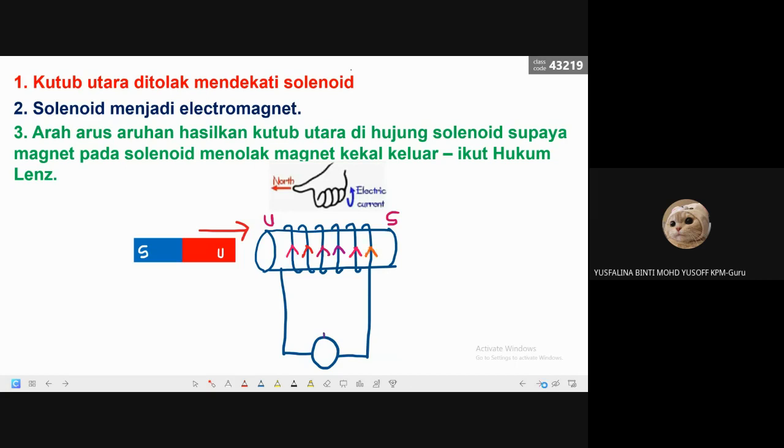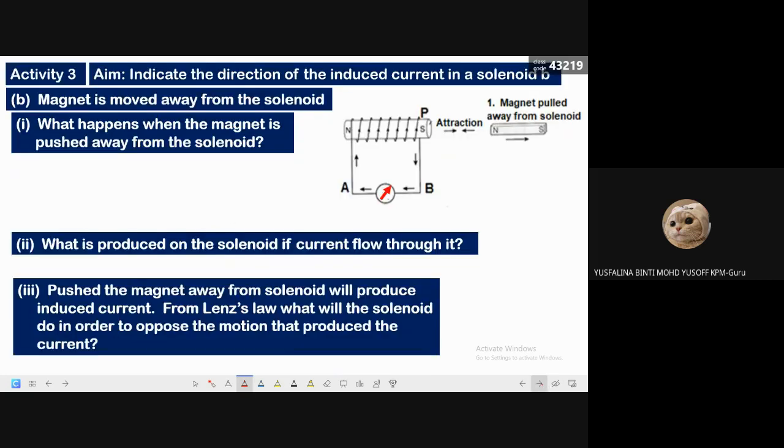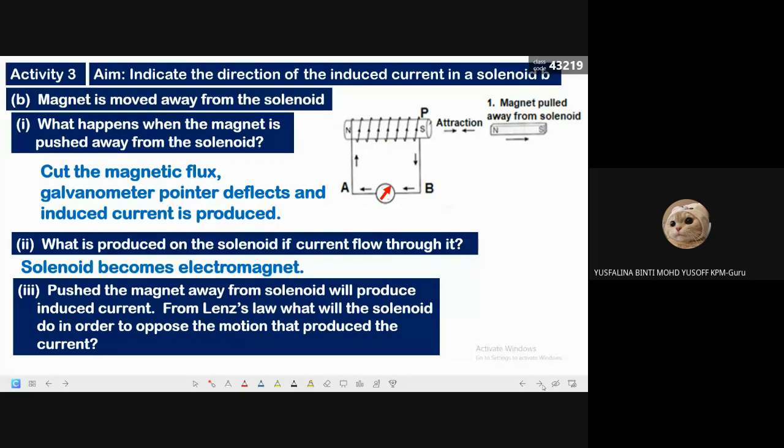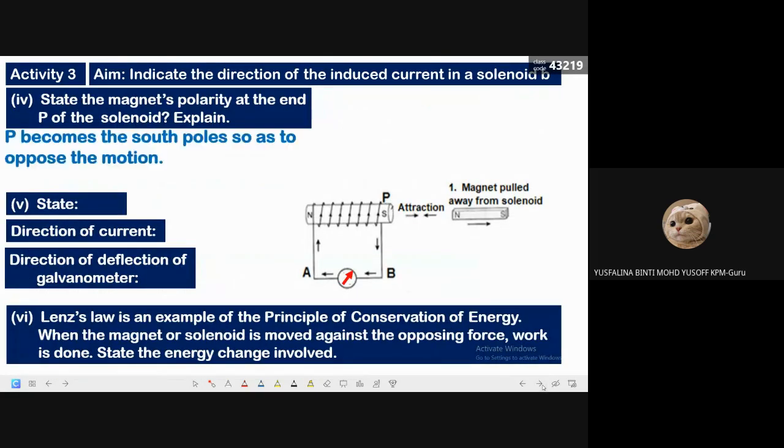Okay, so this is the direction, right? But then you have to see the direction of the galvanometer is opposite, right? So remember that one. Okay, so I will not discuss this one. This one is the same.